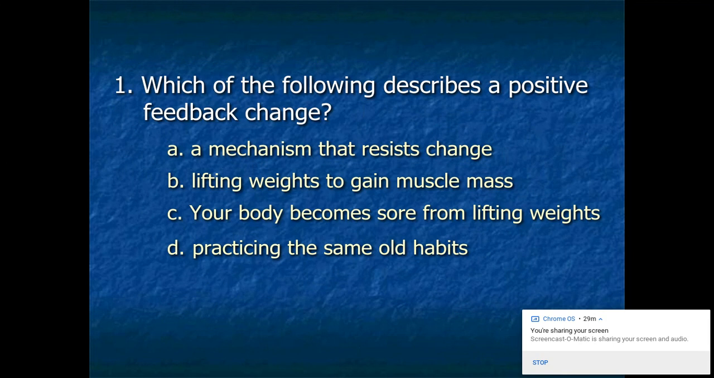But what about C? Your body becomes sore from lifting weights. That would basically be a negative feedback mechanism. So the positive here would be to gain muscle mass, but the negative is saying, hey, you're getting sore from lifting these weights. Your body is telling you, don't do that anymore. But as we know as athletes and folks that work out, when you become a little bit sore, that almost feels pretty good because you know that's indicating you're making some change in your body. So the answer to this particular question would be B, lifting weights to gain muscle mass. C would be the negative feedback.